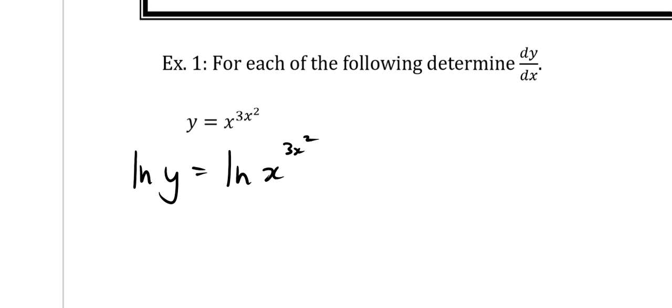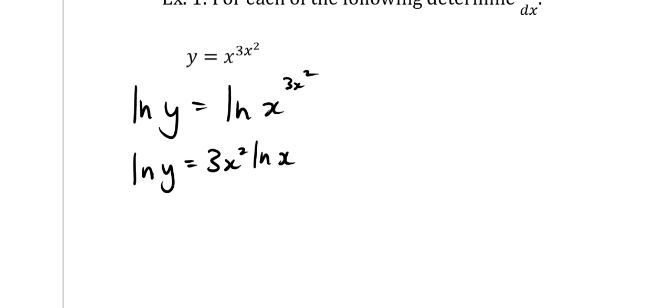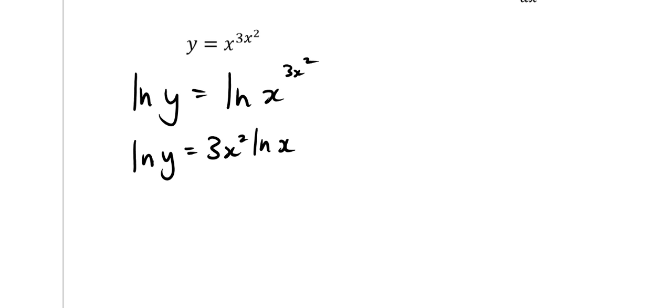Now I'm going to take the exponent, the 3x squared, out. And usually I'm going to skip that first step and kind of go straight to this, just FYI. And now we can take the derivative, but it's implicit differentiation because I have the ln of y, so I have to take the derivative of that. What do you think the derivative of the ln of y is with respect to x?